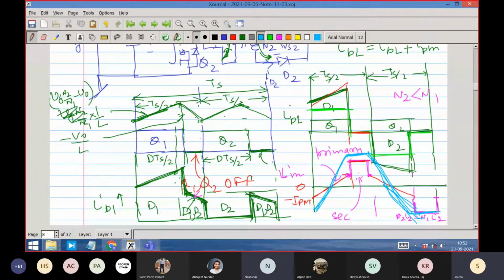Like, what exactly does the magnetizing current depend on? The magnetizing current depends upon the voltage across the coil, the inductance of the coil, and the time. So coil in the sense, we're considering the transformer, right?